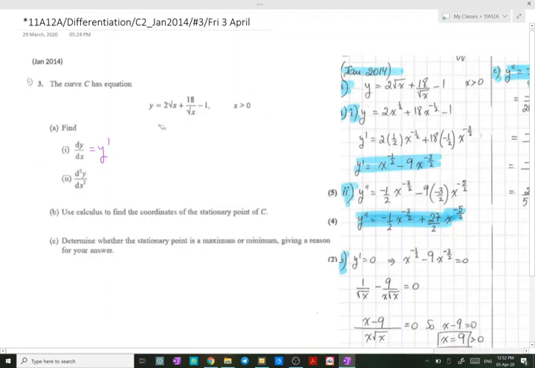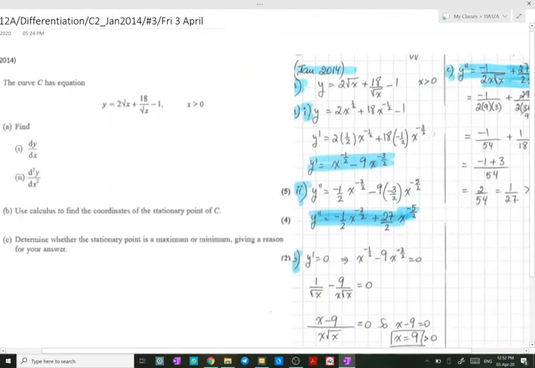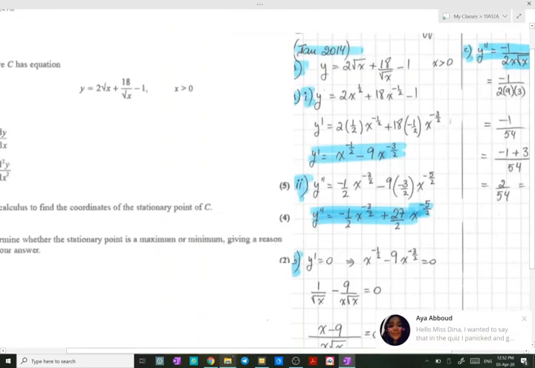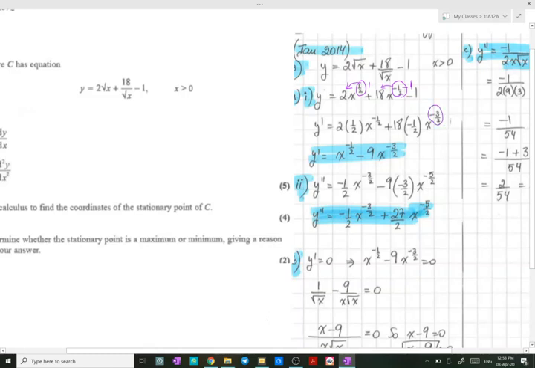So in order to find the derivative, we need to change first the square root into an exponent, which is half, and the square root, which is in the denominator, becomes x to the minus half. Then you multiply half with the coefficient of x, and you subtract 1 from half. In this part here, you multiply 18 times minus half, and you subtract 1 from minus half, and the answer is going to be minus 3 over 2.